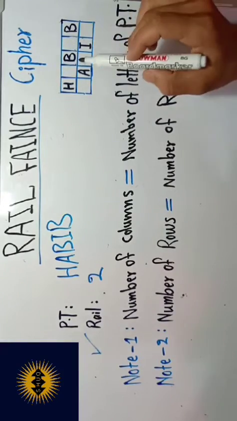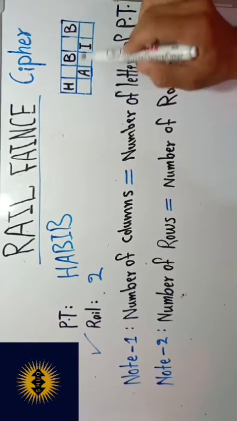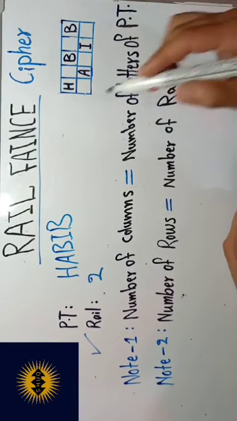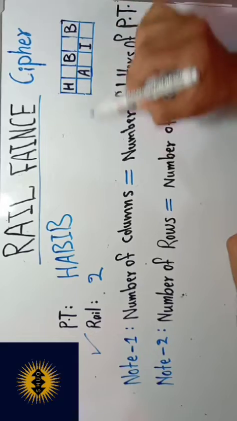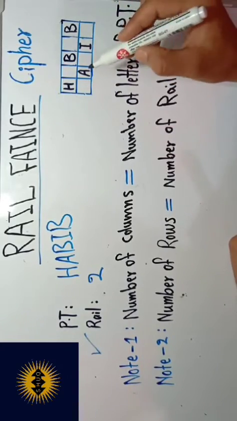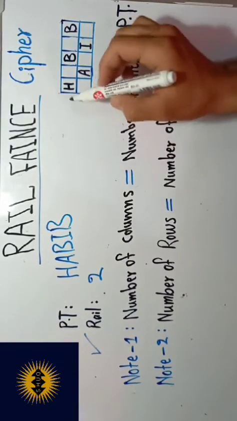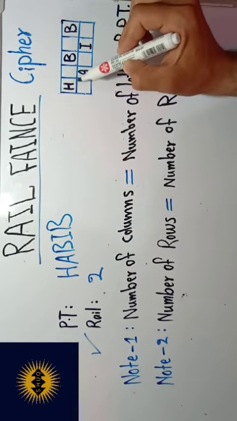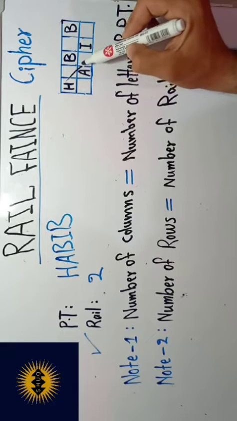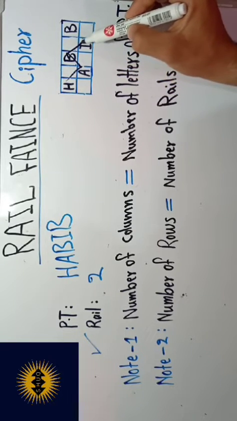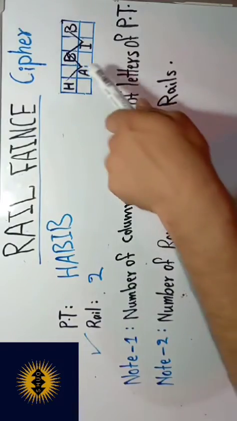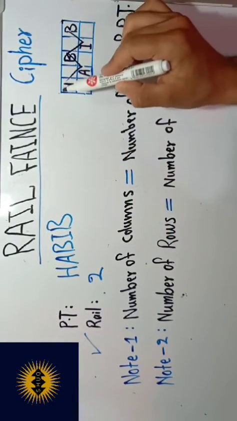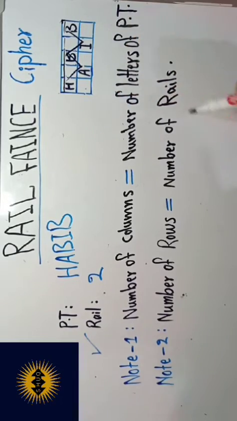So after we place the letters like this, what we should do is read them in a row manner. We have written them in a zigzag manner, like this: come down and go up. After that, we have to read them row by row, like this.